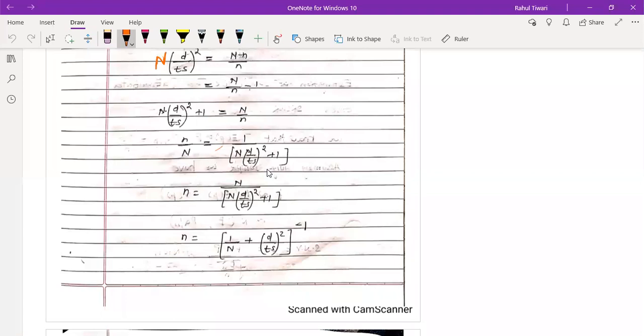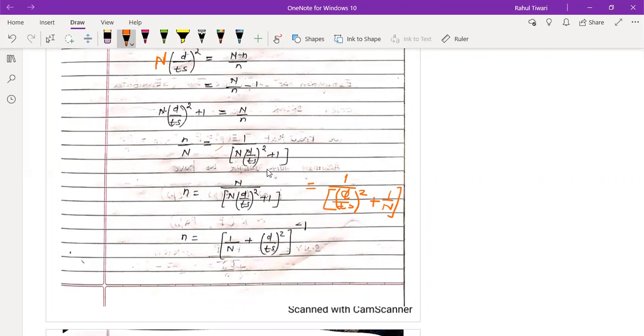What I did here, if you are trying to understand, this quantity divided by this quantity turns out to be 1 upon d upon t's whole square plus 1 upon capital N, right? And this we have written in a different way, meaning just this term will be here and this term will be here. So divided throughout by n.